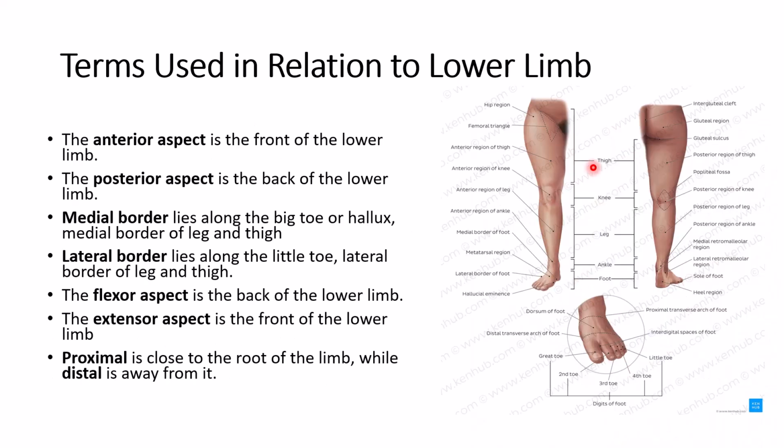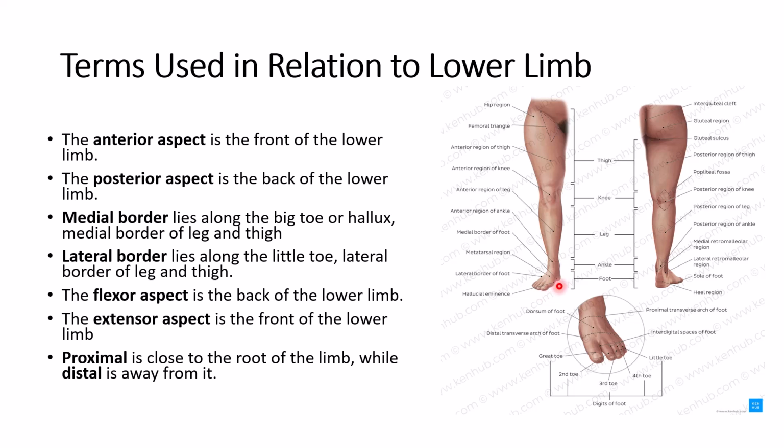Now we will talk about the lower limb. See here, anteriorly, this is the anterior aspect, the front of the lower limb. Then this is the dorsal aspect or the posterior aspect, which is the back of the lower limb. Then this is the medial side. Can you see here the medial border which lies along the big toe? You can see here, this is the big toe or the hallux. Hallux is a word which is used for big toe in anatomy.